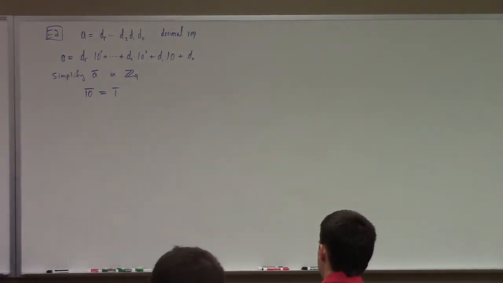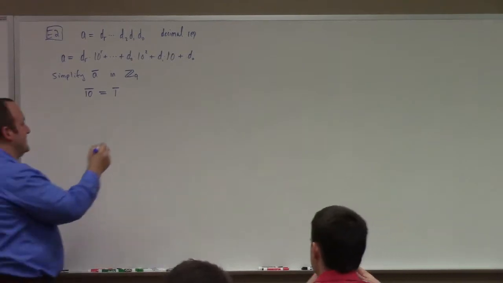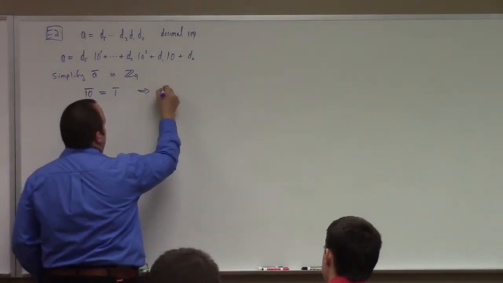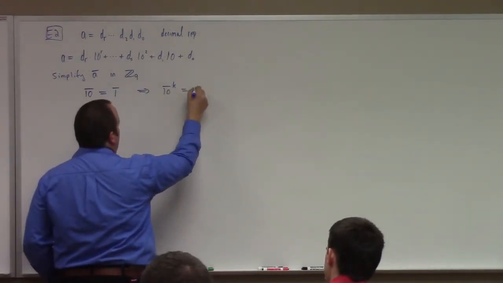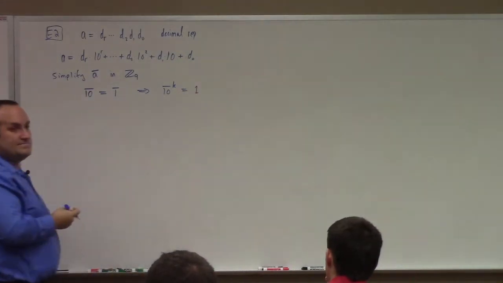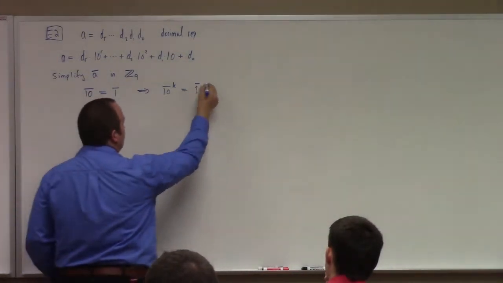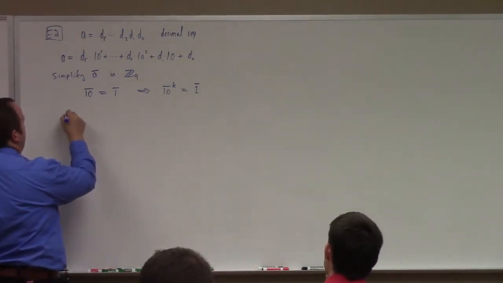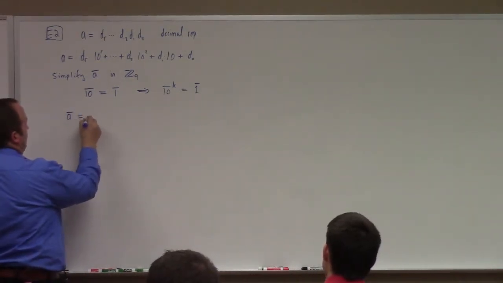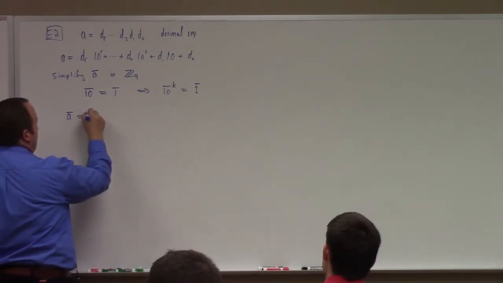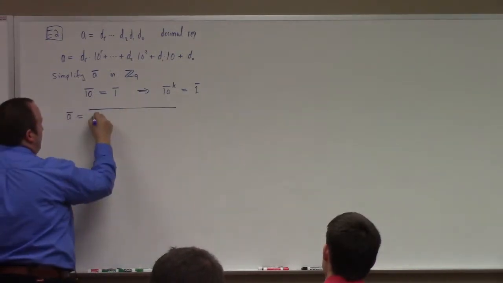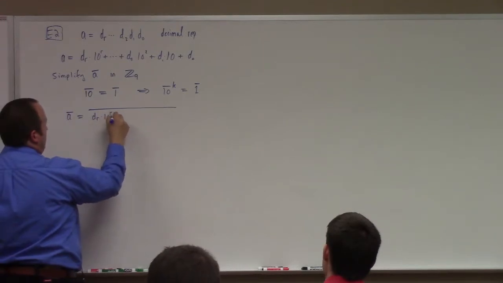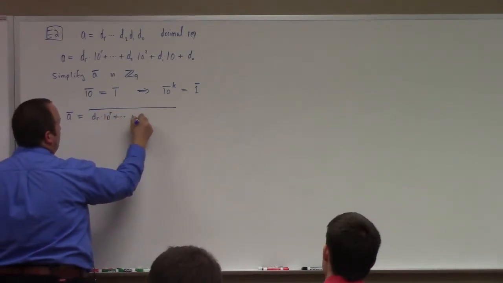Oh, wait a minute. Did I do that right? Yeah, 10 is equal to 1 in Z9, which is really neat because that tells us that 10 to the k is equal to 1 in Z9. I'm sorry, I forgot my bar. So we can calculate A bar, which is going to be all of that. And how do we do this calculation? I really should write a few less steps here.